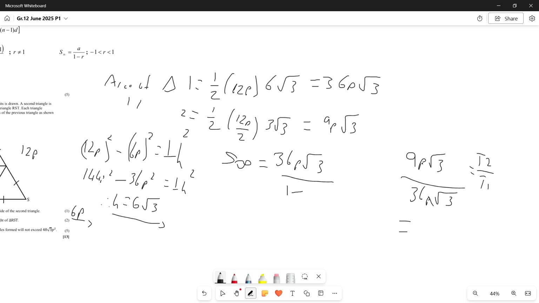So p over p cancels. Root 3 over root 3 cancels. 9 over 36 is 1 over 4, which means we can simplify this here as 1 over 4.